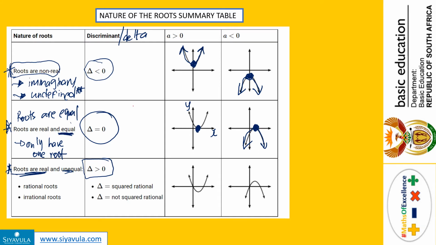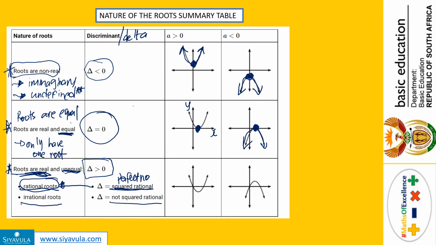So with real roots, we can have two further conditions, as we said also in the previous slide. If the roots are real, they can either be rational roots or irrational roots. How do we know? If you calculate your delta and you find that it's a perfect square, therefore the roots will be real, unequal, and rational. Why is it rational? Because your delta is a squared rational or a perfect square.